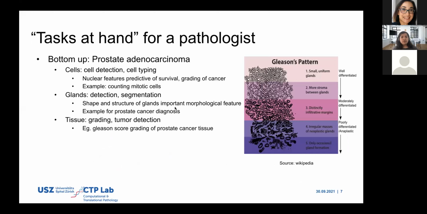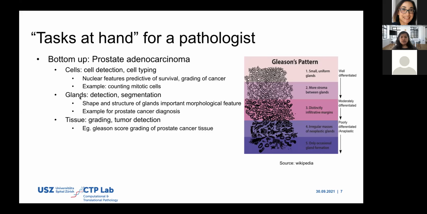So let's talk about the tasks at hand for a pathologist. I will give an example of prostate adenocarcinoma and a bottom-up approach, which means we go from cells, the smallest feature. A pathologist detects the cells and does cell typing for those cells. And why is it important? Because the nuclear features in the cells are predictive of the survival and grading of cancer. For example, counting of mitotic cells is an important feature.